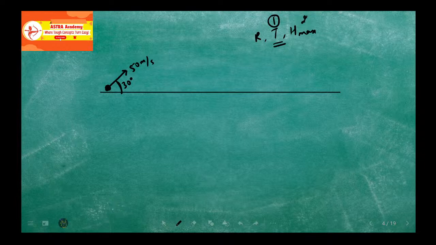Suppose the velocity is 50 meter per second and the angle is equal to 30 degree. Tell me range, time of flight, maximum height, everything. First of all, tell me time of flight. Second question is maximum height. And third question is range.